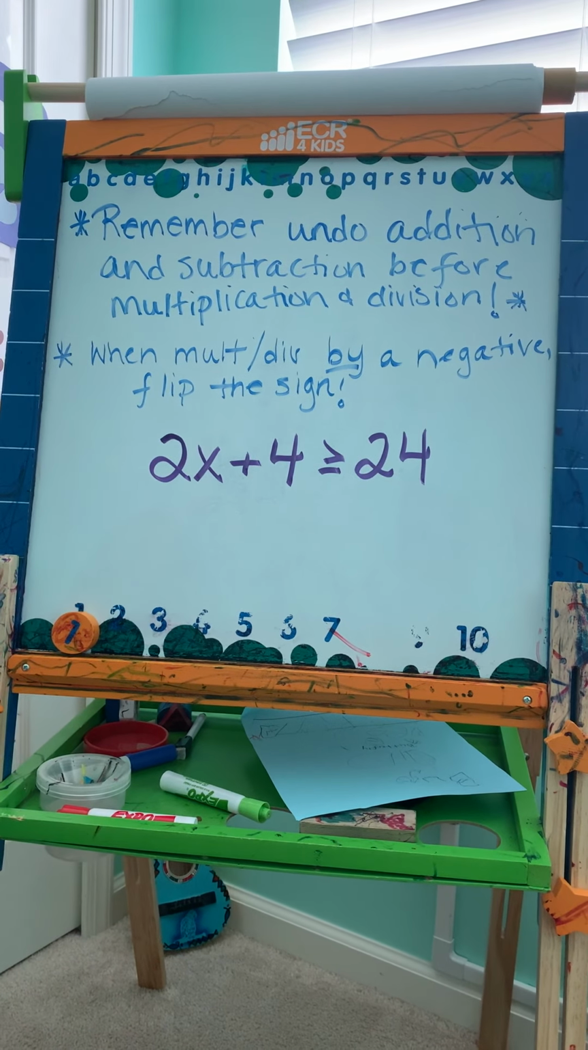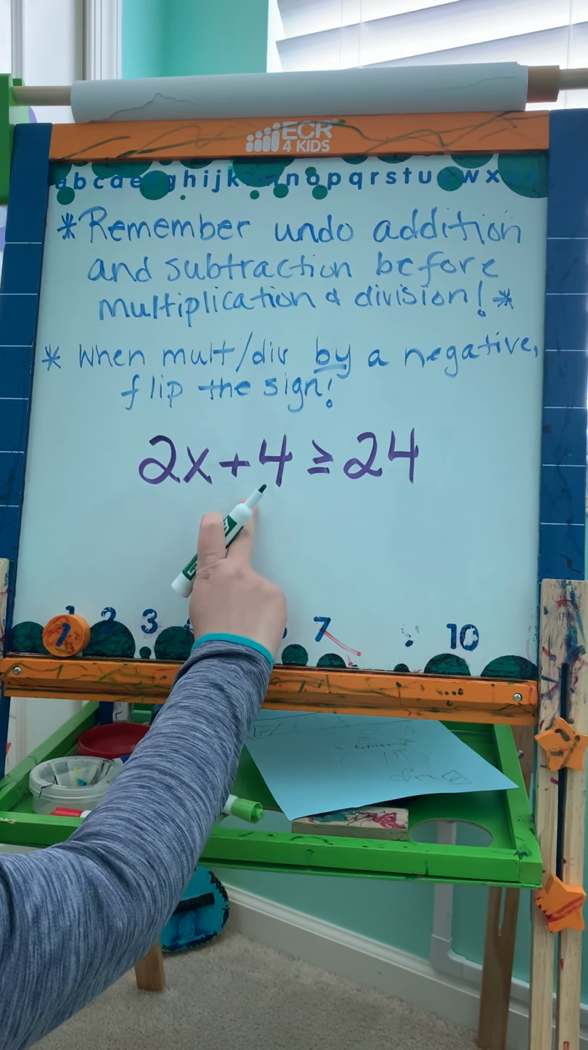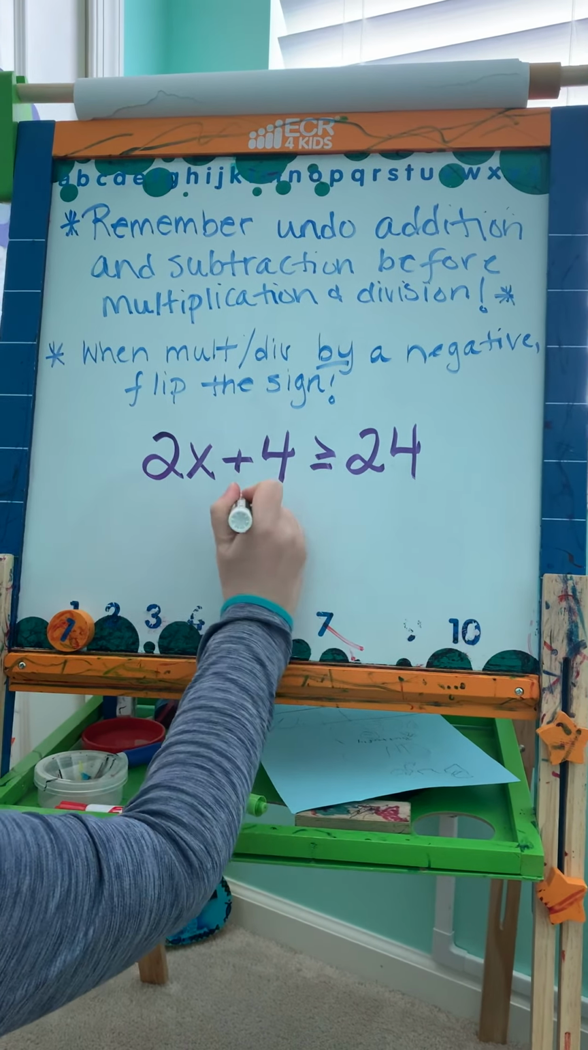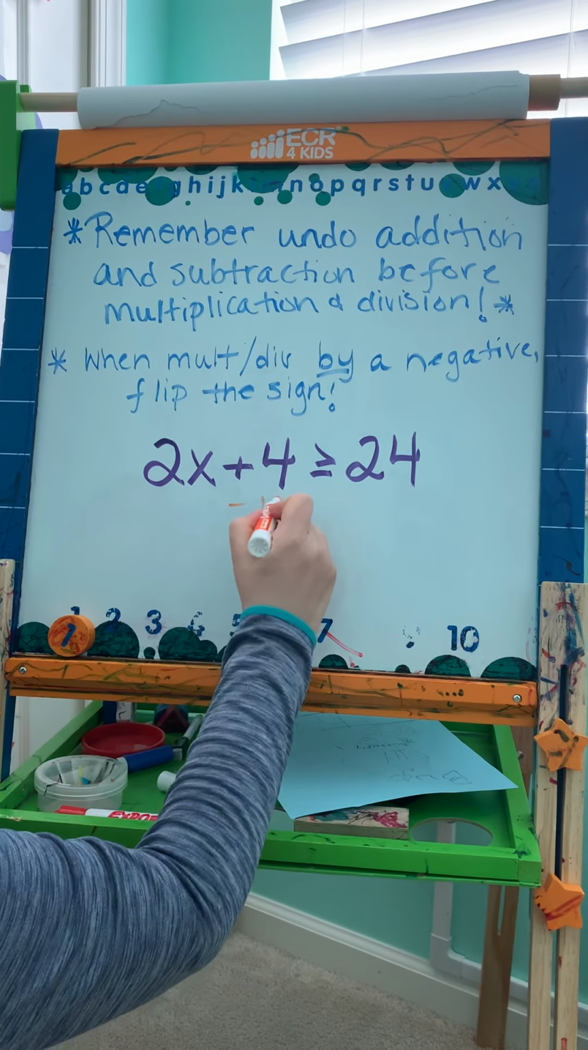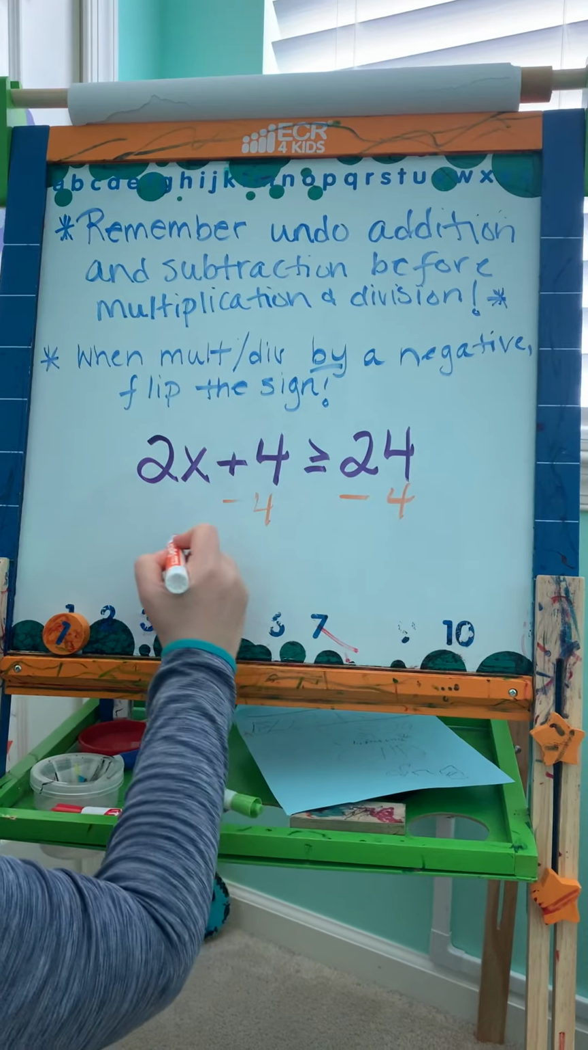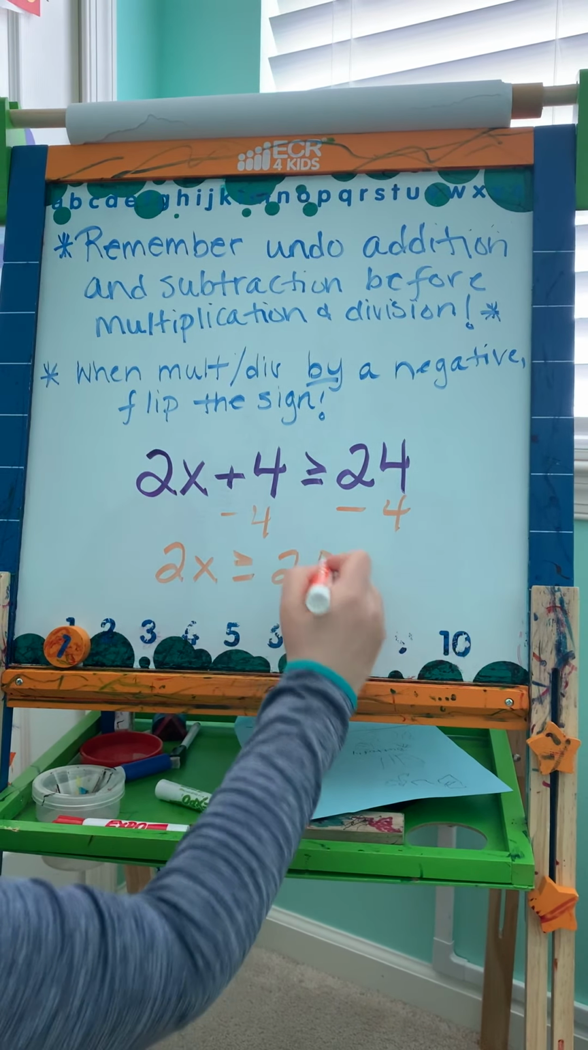So 2x plus 4 is greater than or equal to 24. We're going to start by undoing this addition by subtracting 4 from both sides. That gives me 2x is greater than or equal to 20.